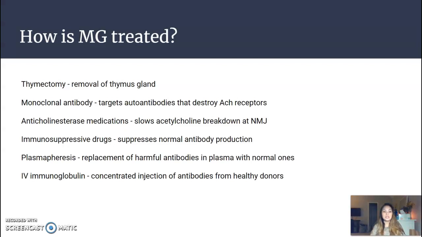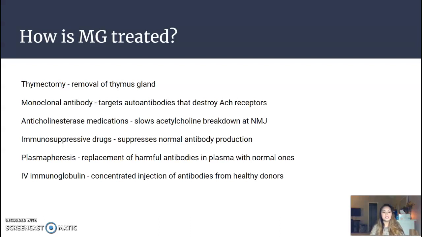The most commonly used are the anticholinesterase medications and immunosuppressive drugs. I'll get into immunosuppressive drugs in a second, but mostly anticholinesterase medications are used, and this slows the acetylcholine breakdown at the neuromuscular junction to increase muscle strength. However, immunosuppressive drugs can be used. They try not to use these as much as possible because they have severe side effects. Immunosuppressive drugs suppress normal antibody production, which, as you could probably understand, causes a lot of severe side effects. So it puts the body in a very vulnerable state.